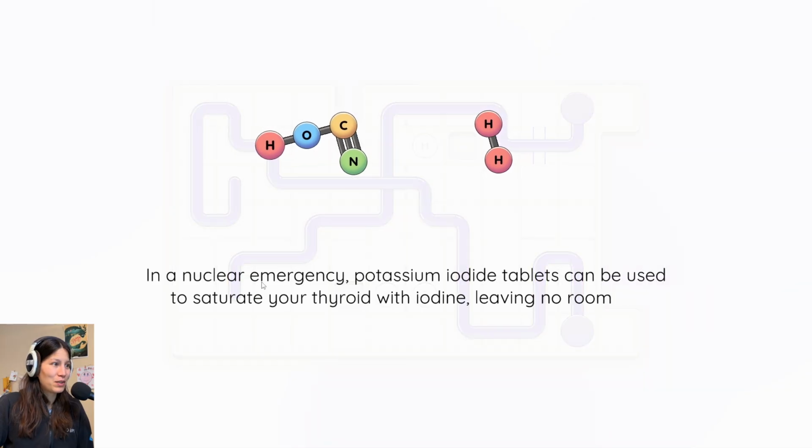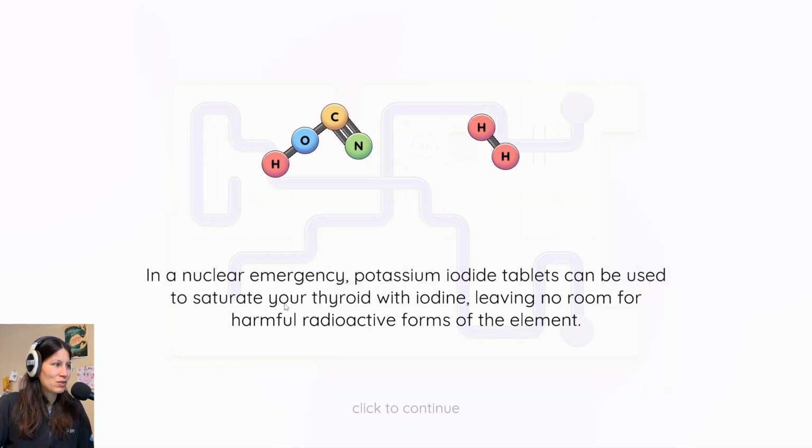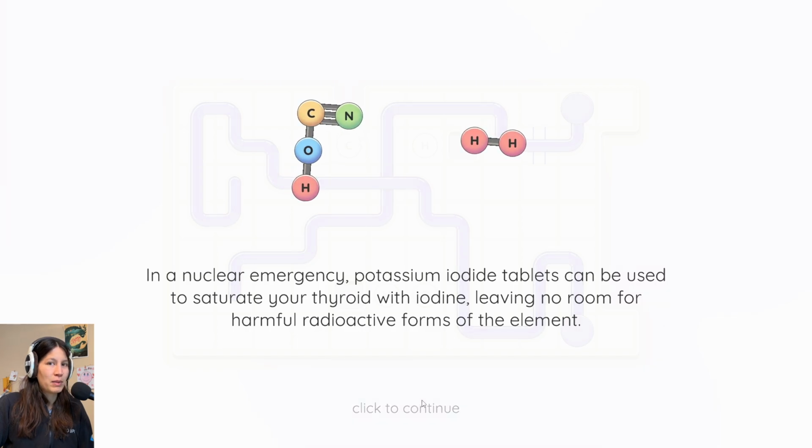In a nuclear emergency, potassium iodide tablets can be used to saturate your thyroid with iodine, leaving no room for harmful radioactive forms of the element.